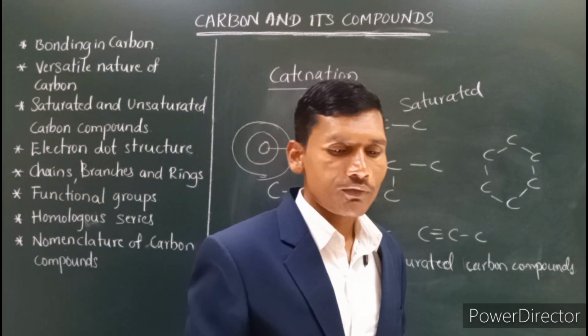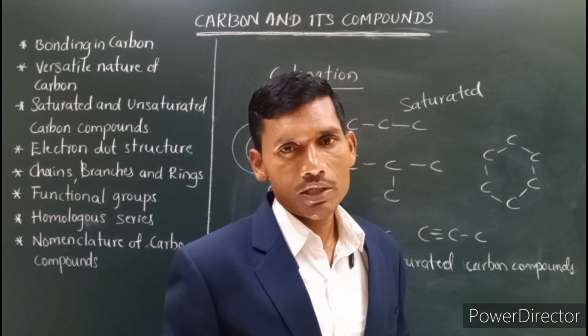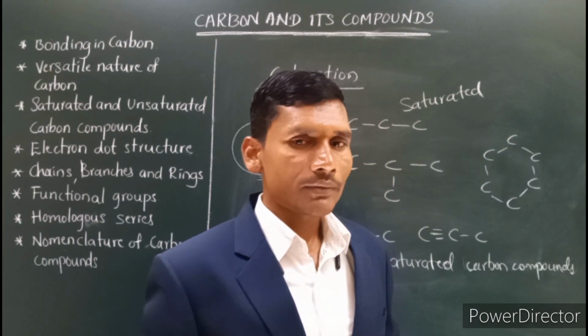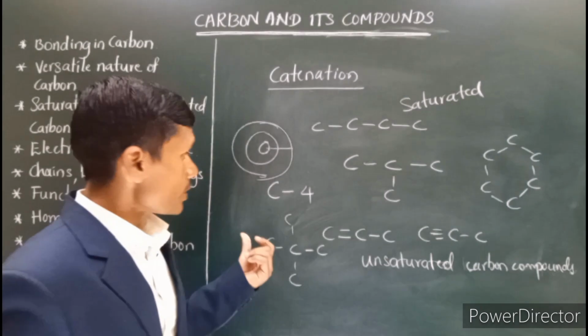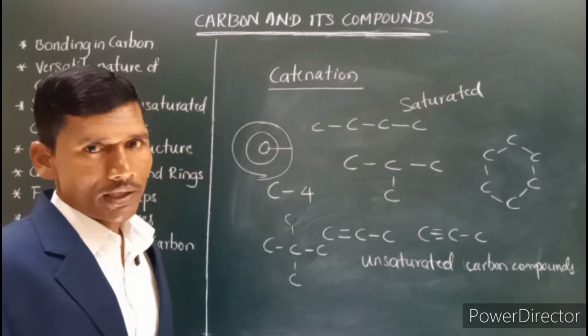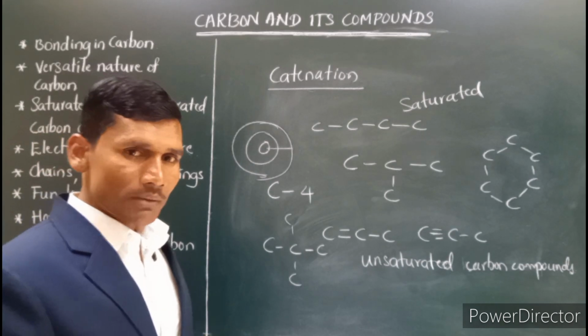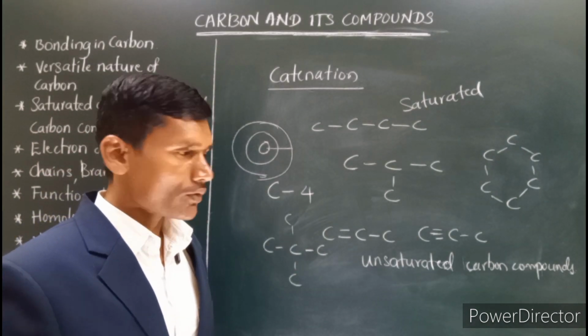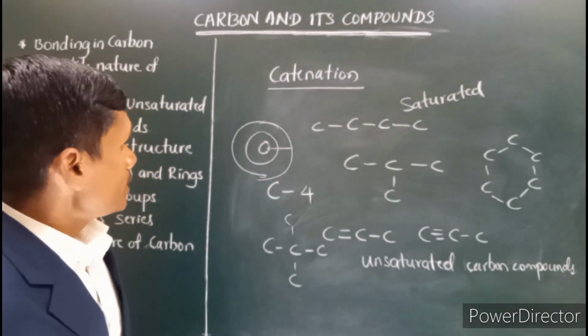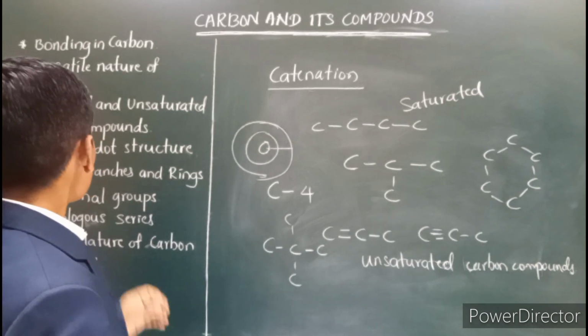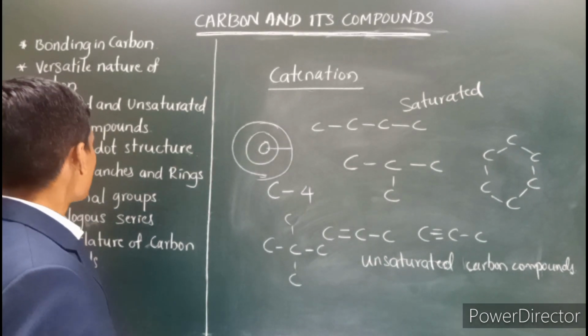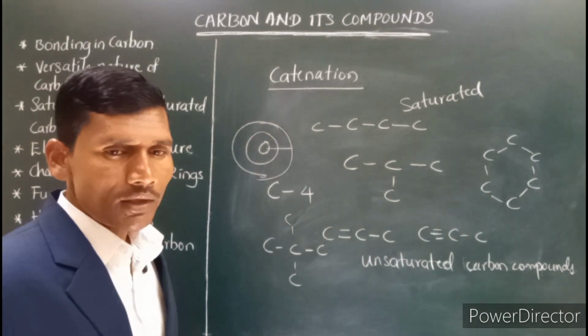Because of that, the bonds formed by carbon with other atoms will be strong and stable. This is just the versatile nature of carbon, we can say. Because of this, it can make bonds with other carbon atoms or other monovalent atoms. Now let us try to know what saturated and unsaturated carbon compounds are.